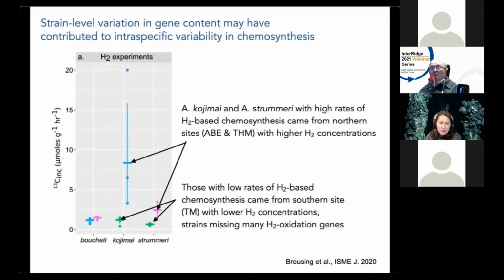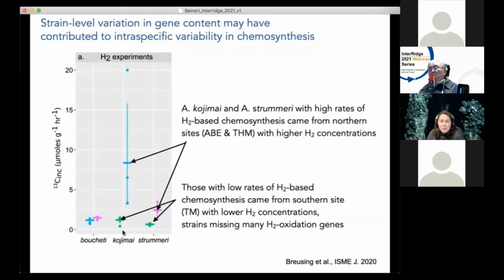So this is work from my lab, again, led by Corinna Breusing, a postdoc in my lab, where we did some high pressure experiments measuring chemosynthesis with hydrogen in these different Alviniconcha species and their symbionts. And what we found is that there was some variation within these species here, Kojimai and strummeri, where these are different experiments with animals from different sites. And we saw there was quite a bit of difference in their ability, this is their rate of carbon fixation using hydrogen in our experiments. And so you can see in some cases their chemosynthesis was much greater than the other experiment.